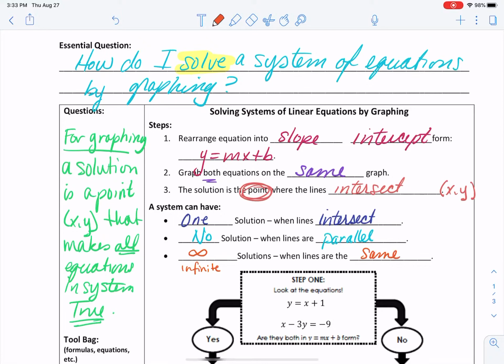So we talked about this in another note page, but 3x plus 2y equals 6 and 6x plus 4y equals 12. Those are the same line. And so that would be an example of infinite solutions.